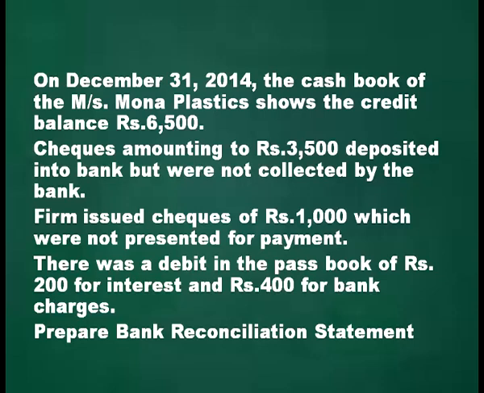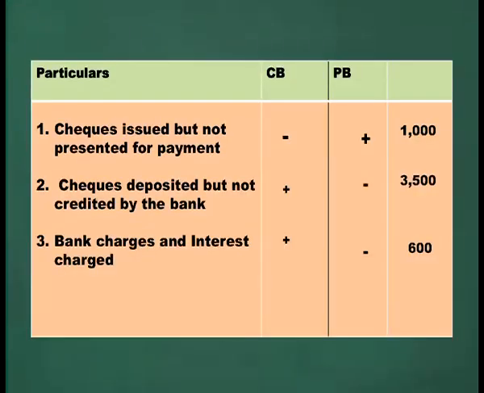The firm issued checks of rupees 1,000 which were not presented for payment. There was a debit in the passbook of rupees 200 for interest and 400 for bank charges. Prepare bank reconciliation statement. Here, worksheet, particulars column, cash book CB and passbook PB as a rough sheet.